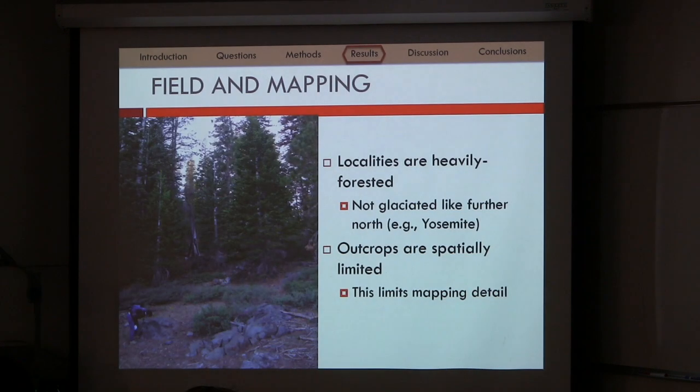Okay, so onward to the results. Field and mapping. My localities, unfortunately, are not beautifully glaciated like they are up in Yosemite, and so they're very heavily forested. They're pretty well covered, so you can see we have these little nubs of outcrop down there. Outcrops are spatially limited, and therefore mapping is limited. And unfortunately, modeling is difficult to do because we have just small outcrops and you can't see much detail.